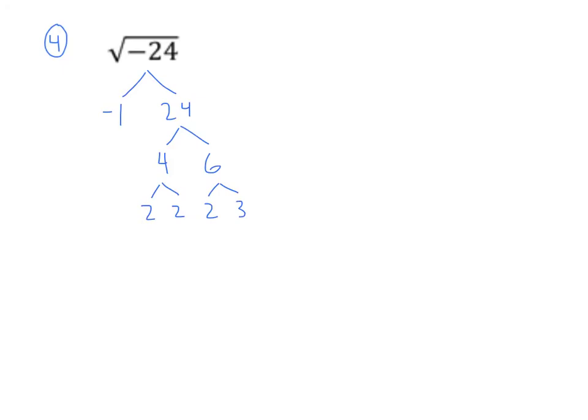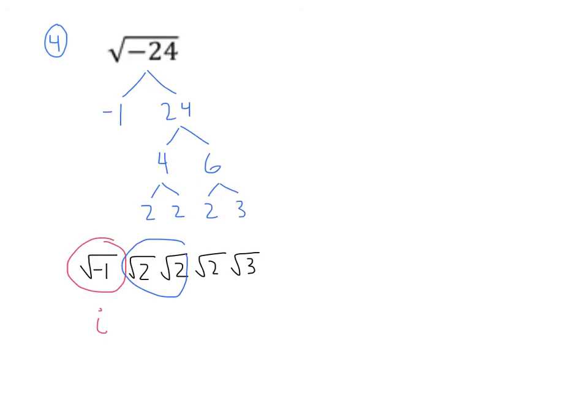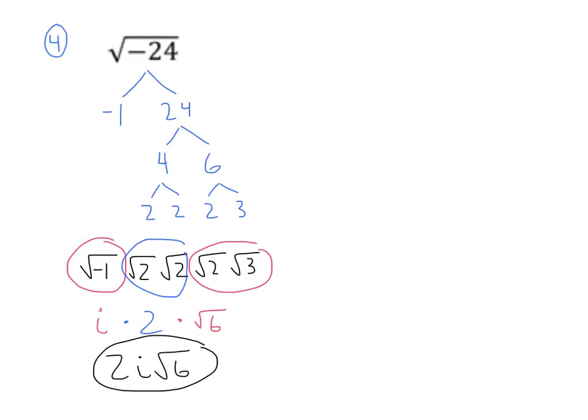Doing the prime factorization. So what we've shown is that the square root of negative 24 is the same thing as the square root of negative 1 times the square root of 2 times the square root of 2 times the square root of 2 times the square root of 3. Square root of negative 1, that is i. Right here, square root of 2 times square root of 2, that is 2. And then to simplify the square root of 2 times square root of 3, this is square root of 6. So we have i times 2 times radical 6. The way that we're going to write our final answer is going to be in this format: 2 times i times radical 6.